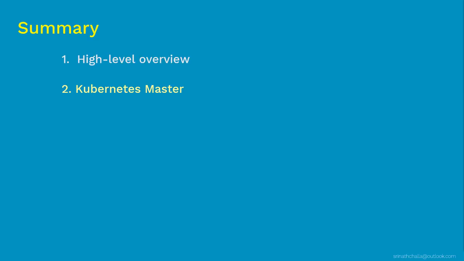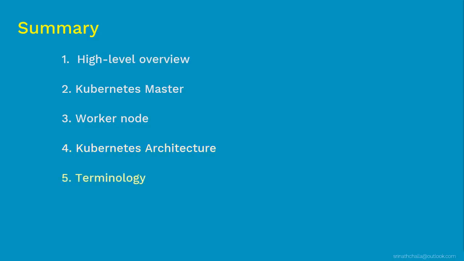After that, we discussed the node section. In that, we discussed 4 important core components of worker node, which are kubelet, kubeproxy, pod, and containers. After that, we combined both the master section and the worker node section to form the complete Kubernetes cluster. And finally, we reviewed the key terms we used in the master section and the worker node section.